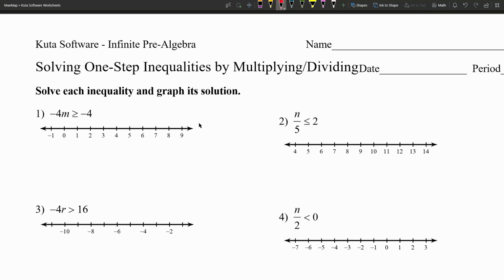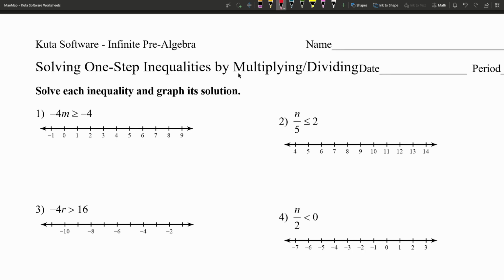In this video, we're going to complete the KutaSoftware Infinite PreAlgebra free worksheet solving one-step inequalities by multiplying or dividing. This is very similar to solving one-step equations, except now we're just dealing with inequalities. So our directions are to solve each inequality and graph its solution. Now there's one tricky part that we need to remember when we multiply or divide to solve these inequalities.